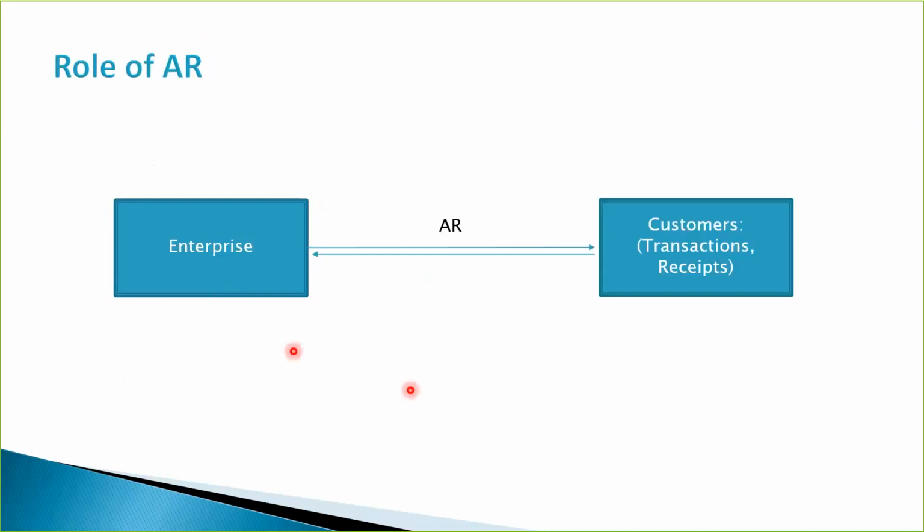So what are we trying to say? We're trying to say that AR helps the enterprise manage its relationship with customers. Remember we said AP helps an enterprise manage its relationship with what? Vendors or suppliers. AR helps the enterprise manage its relationship with customers, right?